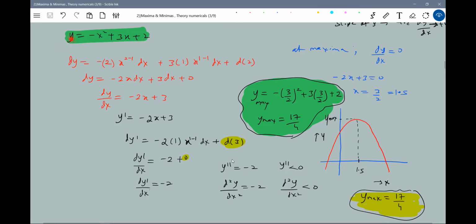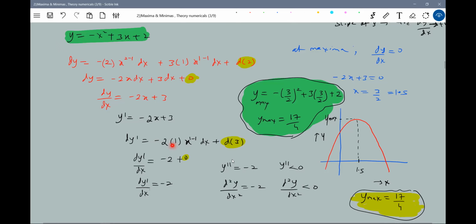Then let me take the first order derivative of it. dy is equal to minus 2 x to the power of 2 minus 1 dx, plus 3 x to the power of 1 minus 1 dx, plus the derivative of 2. As it is a constant, its derivative will be 0. Simplifying, the derivative will be minus 2x plus 3. This is the first order derivative. Dy by dx is called y dash. Let me differentiate this function again.